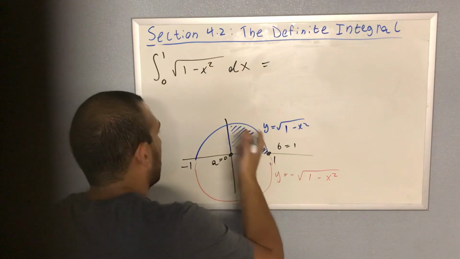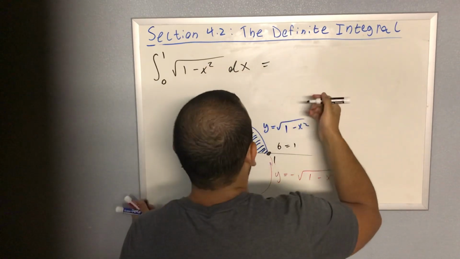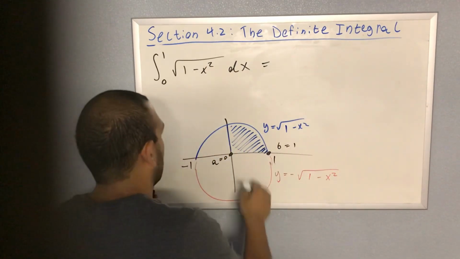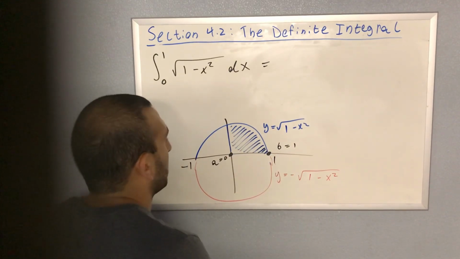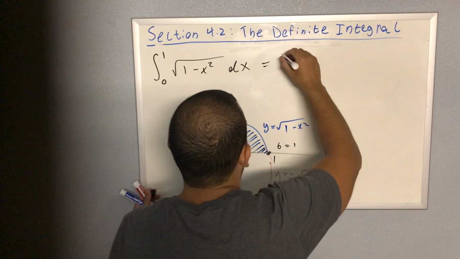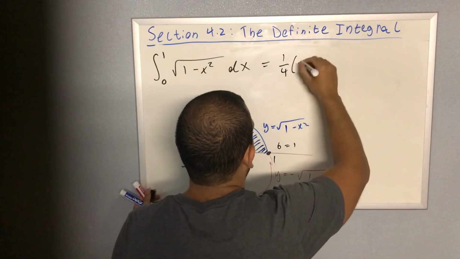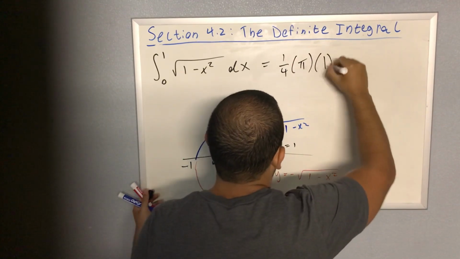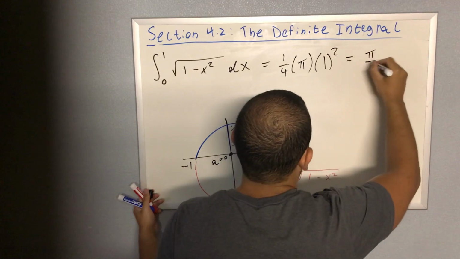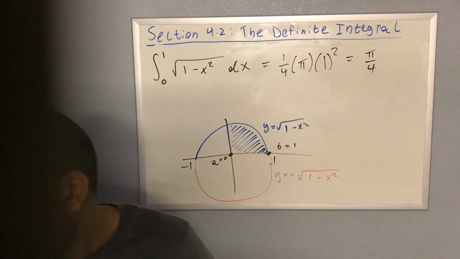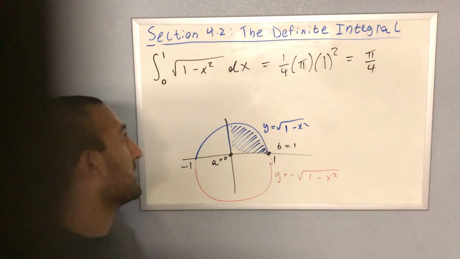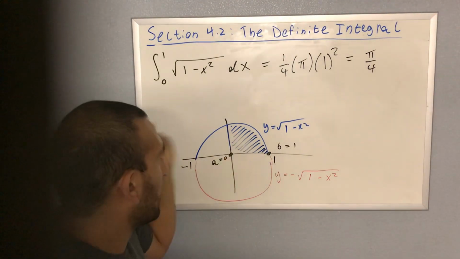So what is the area of a circle normally? It is pi r squared, right? The whole thing is pi r squared. But how much of a circle do we have? A fourth of a circle. So we have 1/4 times pi times our radius, which is 1. So this is just going to be pi over 4. So that's the exact answer. So this thing has area pi over 4.